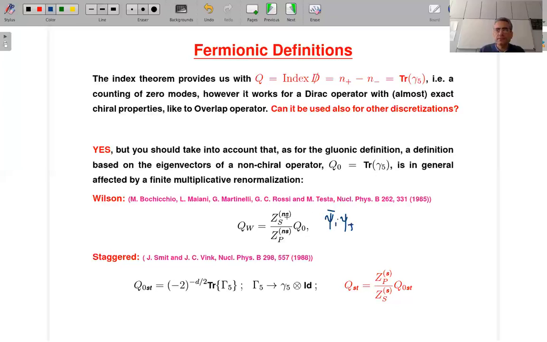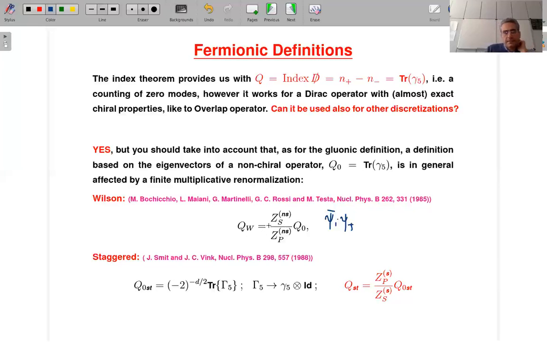So this is the meaning of non-singlet, how operators of this kind are normalized. And you can play the same with the pseudo-scalar, so inserting gamma 5 inside. And the renormalization constant of this kind of operators are related to the renormalization of the topological charge, defined as the trace of gamma 5, by this relation.